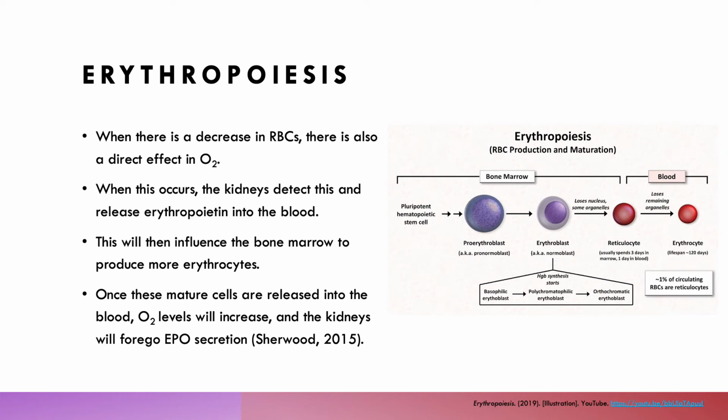Okay. So once these mature cells are released into the blood, oxygen levels will increase and the kidneys will forego erythropoietin secretion into the blood.